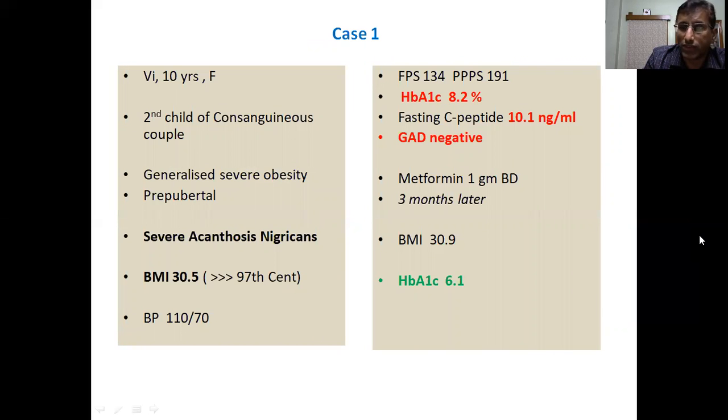So I'll start with my first case, which is very simple, straightforward. A 10-year-old girl born to a non-consanguineous couple, severe obesity, prepubertal, severe acanthosis nigricans indicating insulin resistance, high BMI in the obese range, and hyperglycemia, high HbA1c, and fasting C-peptide was 10.1 nanogram per ml, again indicating very high levels, whereas GAD antibodies were negative. So none of you would have difficulty in diagnosing this child as type 2 diabetes. Accordingly, we treated her with metformin, and she had a very good therapeutic response. So no doubt this is type 2 diabetes.